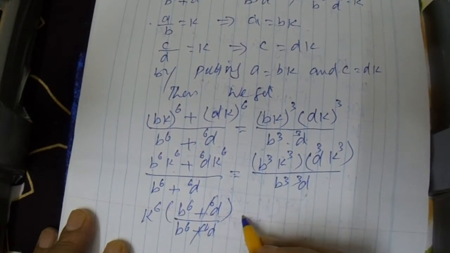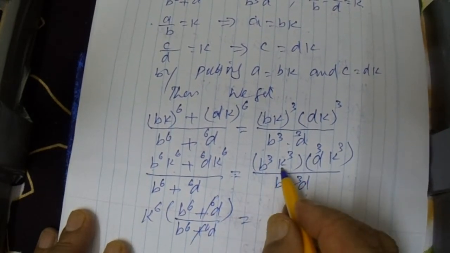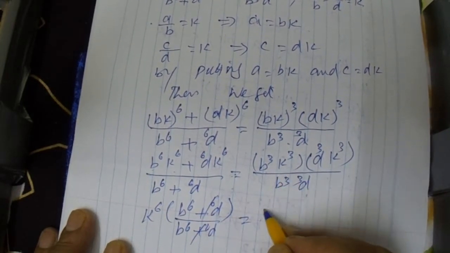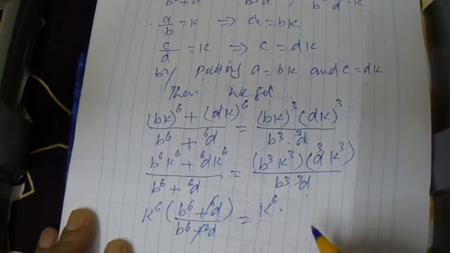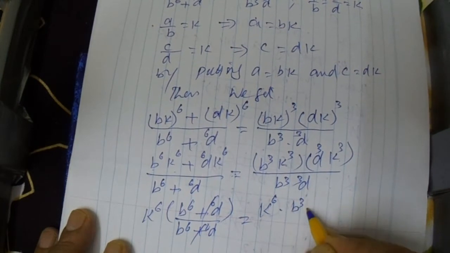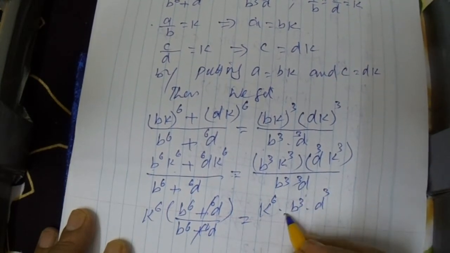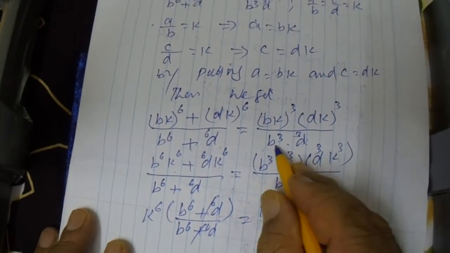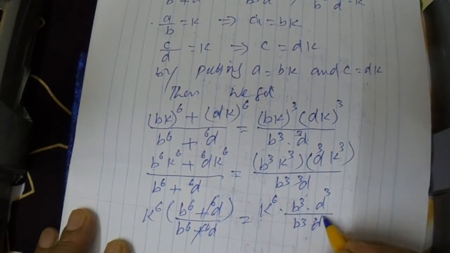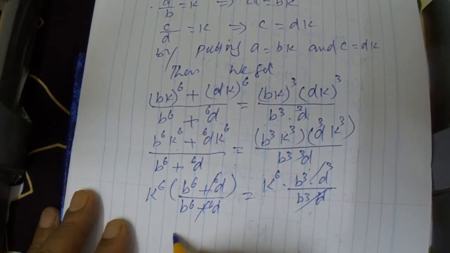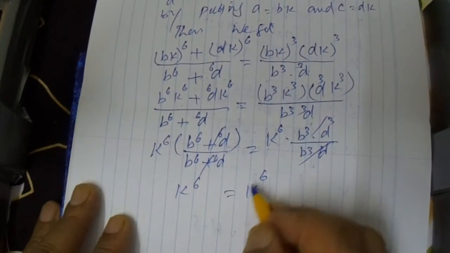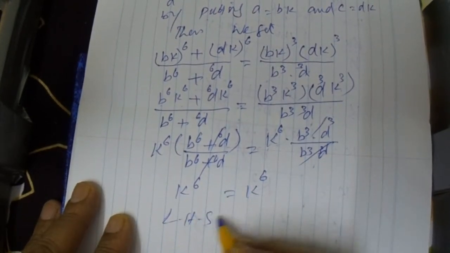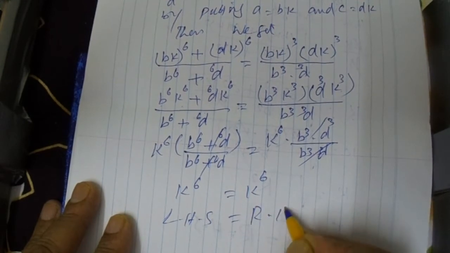Now this will cancel this, and also we write this k^3 multiply k^3 is k^6, and also b^3 d^3 over b^3 d^3, and this will cancel, and you have k^6 is equal to k^6. It means left hand side is equal to right hand side.